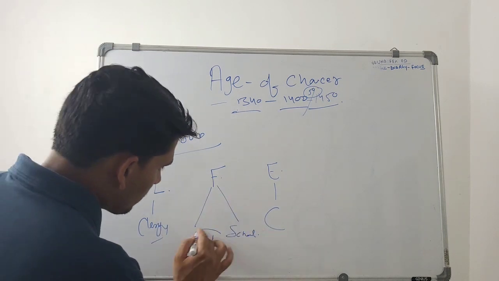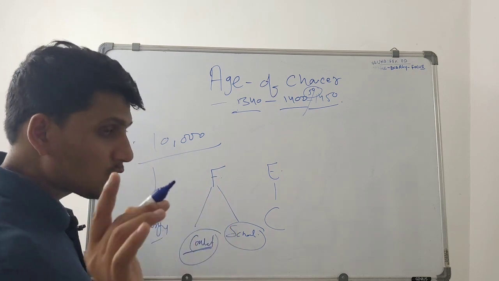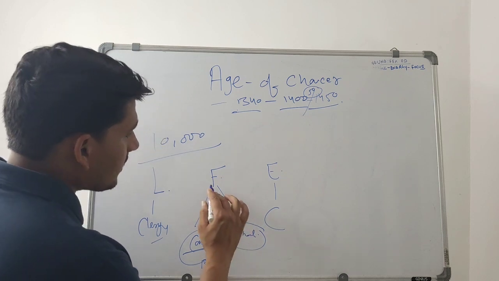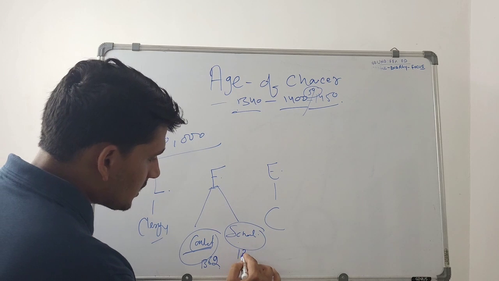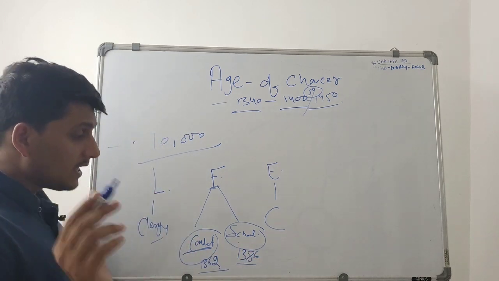But here, what we have to take into consideration is that the French language was replaced by English in 1362, and French was replaced in schools in 1386. These are the two very important dates.